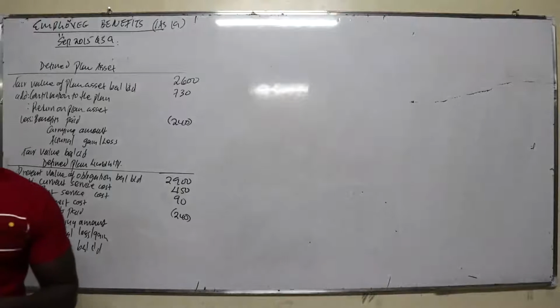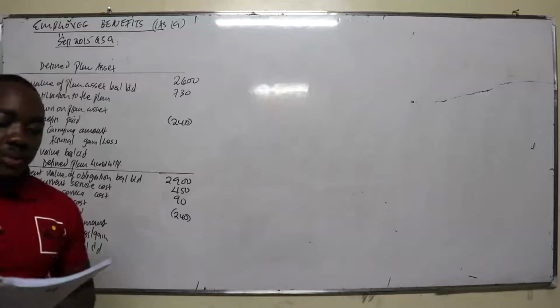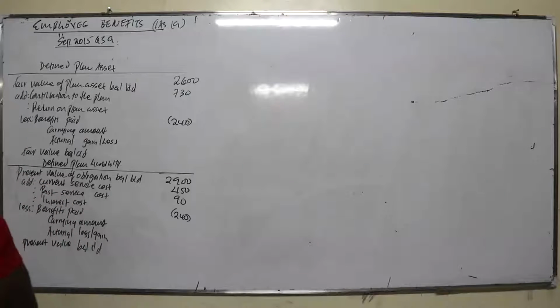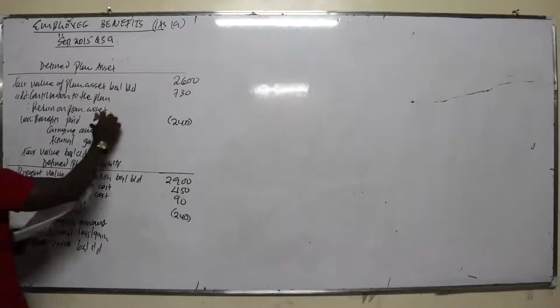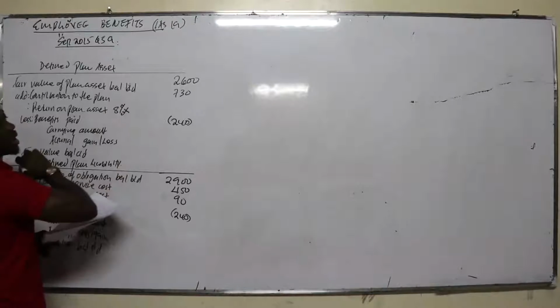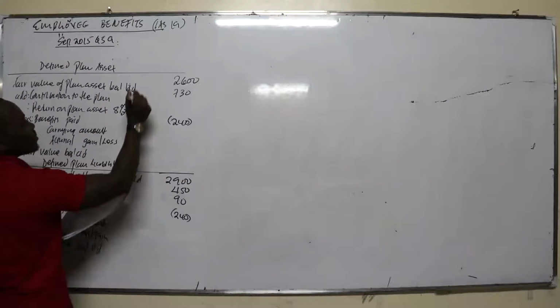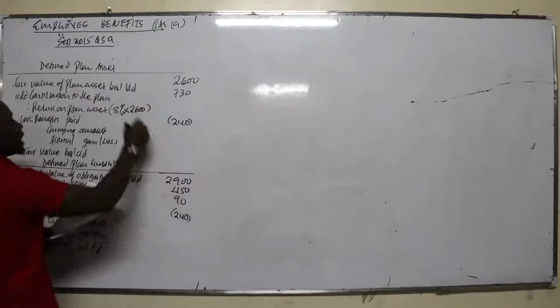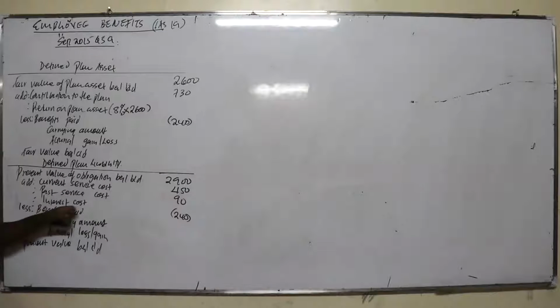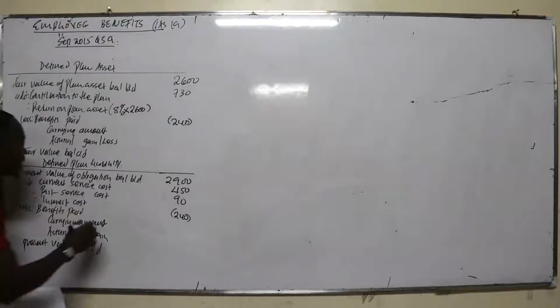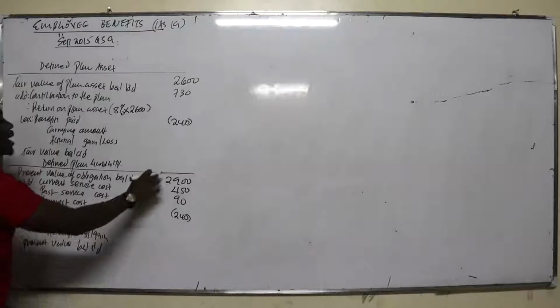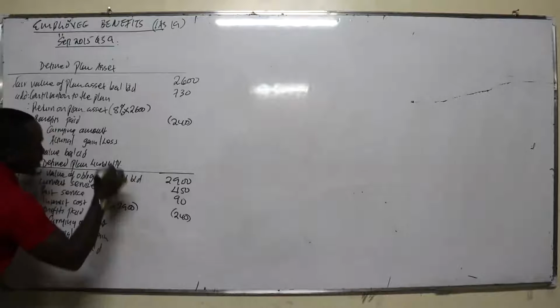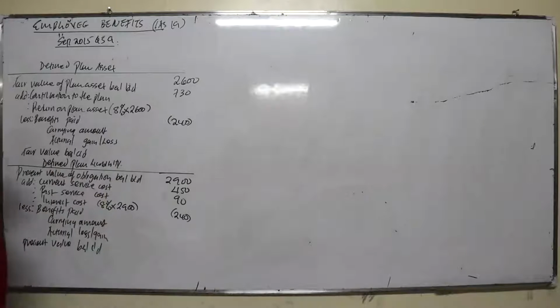Then you're told that the interest rate on high quality corporate bonds for the year was 8%. So if you invest in a corporate bond, you expect a return of 8%. For the return on plan asset, you take 8% and multiply by what you had invested at the beginning of the year, the balance brought down of 2.6. Then the same for the liability. For the liability, you'll be paying interest, so you take 8% of the balance brought down, which is 2.9. How much is it for the asset? 208.